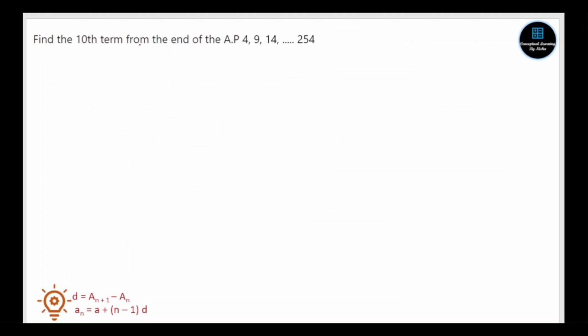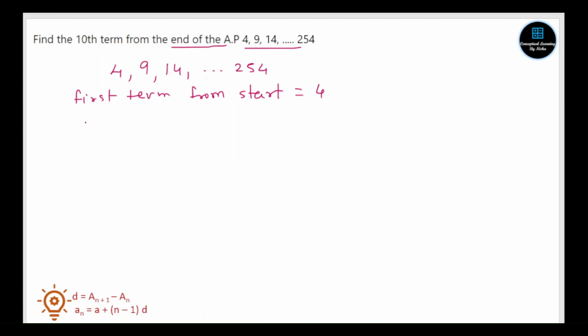Alright. Find the 10th term from the end of the AP. And the AP is given, so let me write this: 4, 9, 14 and so on till 254. So here the first term is 4. So the first term from the start equals 4 and the common difference equals 9 minus 4, which is 5.